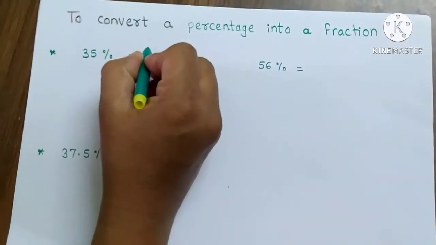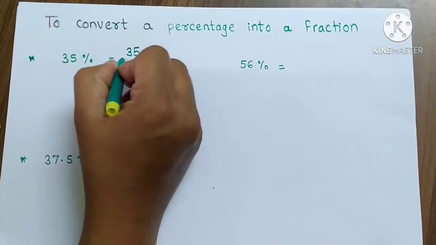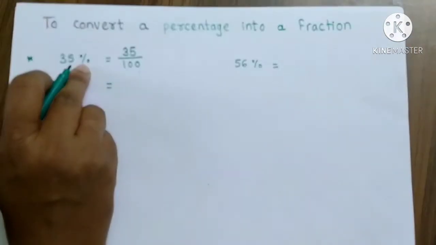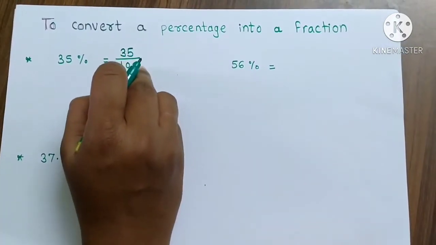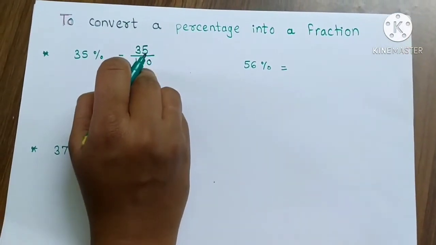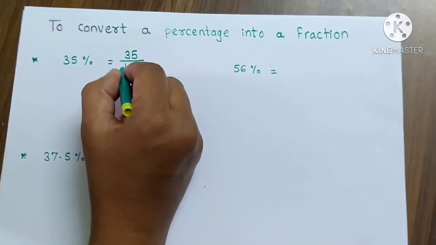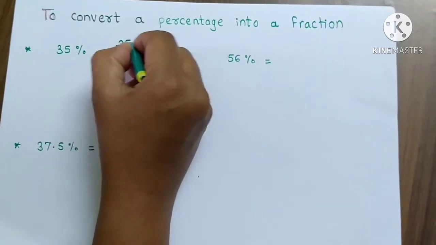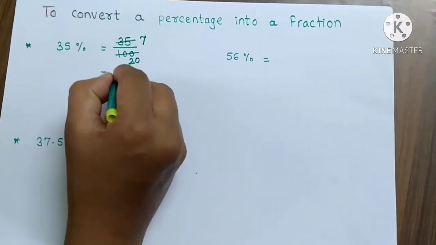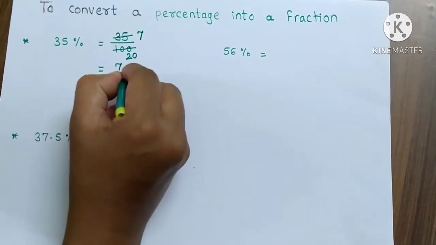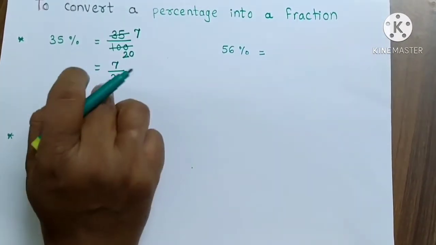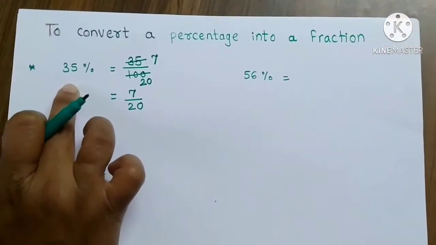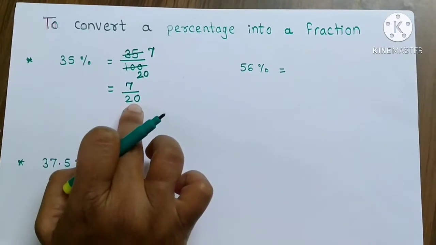Then what we'll do? We write the 35 upon 100. Now we have to remove this percentage sign. So write 35 upon 100. Now we are going to reduce this by 5. 5 2s are 10, 0 as it is. 5 7s are 35. Means our answer is 7 upon 20, and this is the fraction. This percentage we converted into the fraction.